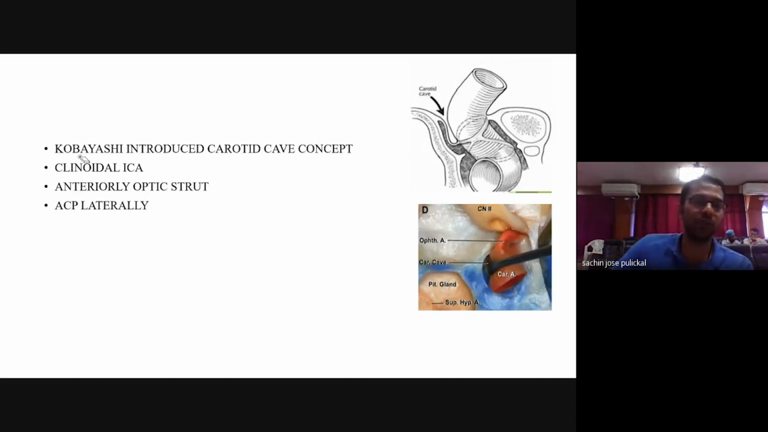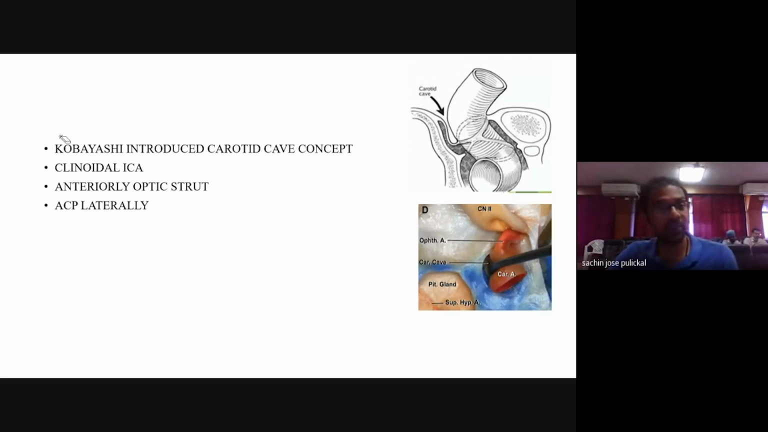So this concept was introduced by Mr. Kobayashi. So this is an anatomy dissection video which I have taken from the internet. So as you can see, the proximal dural ring should come somewhere over here. But medially, at this proximal dural ring, there is a gap through which the subarachnoid space from the supratentorial compartment enters into the carotid collar. So if there is an aneurysm here in this carotid cave, it can bleed and cause subarachnoid hemorrhage. Understood? So this is the concept of carotid cave.